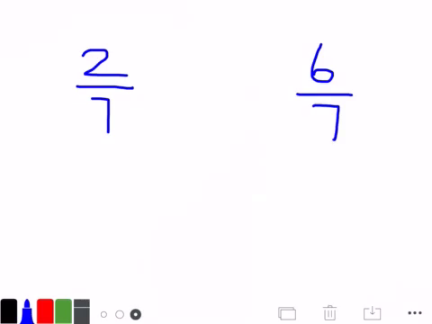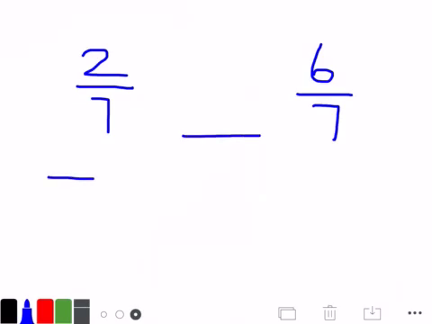This time we'll look at a fraction where you have the same denominator. So this time we'll go with 2/7 on the left, and we'll go with 6/7 on the right. Now in this case, you may notice that we have the same denominator. Both of these fractions are going to be broken up into 7 equal pieces.